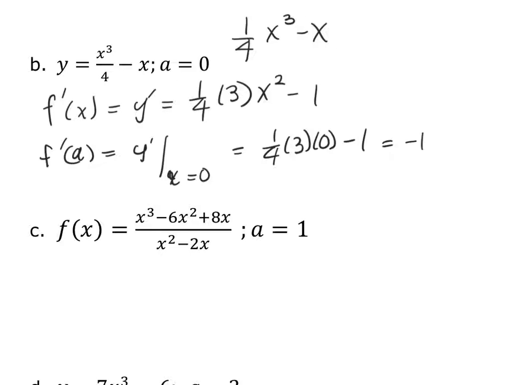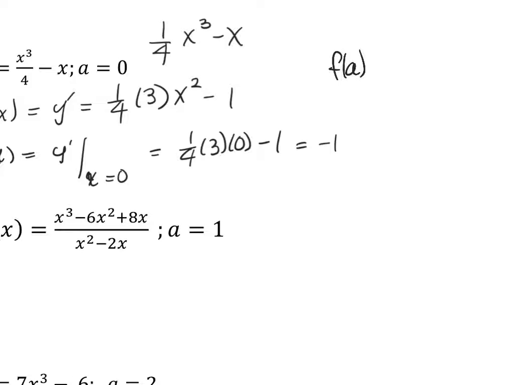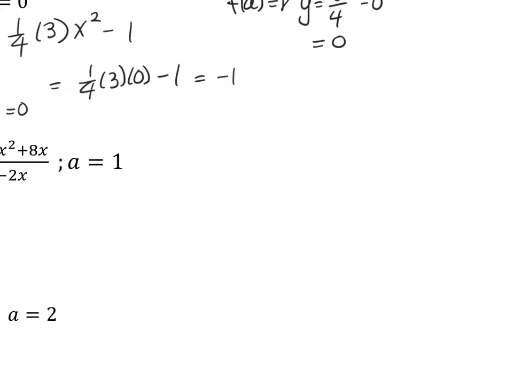I still need to find out what my y value is when I put in 0, because I still need to find f of a. So I'm going to evaluate y is equal to 0 cubed minus 4 over 4 minus 0, which is just 0. Now I have everything I need to find the equation of the tangent. Remember, the equation of the tangent is f prime of a times (x minus a) plus f of a.